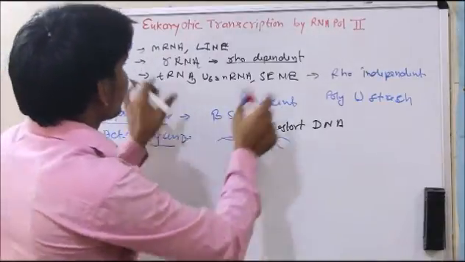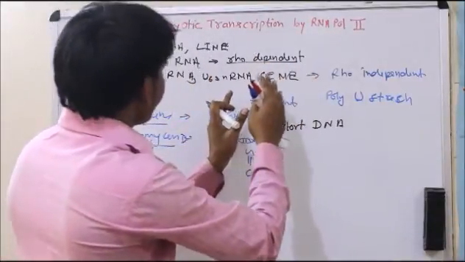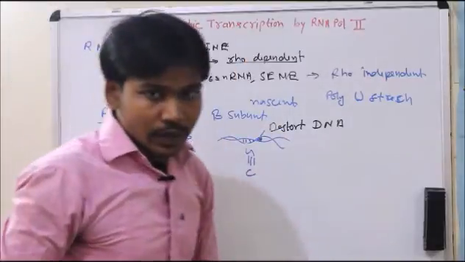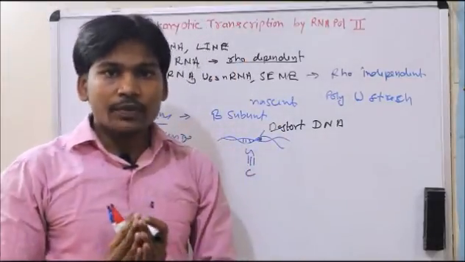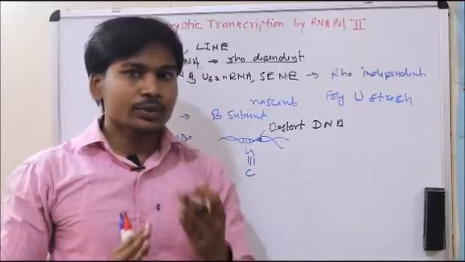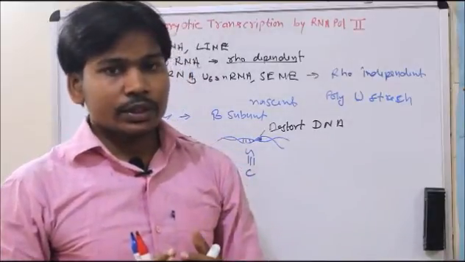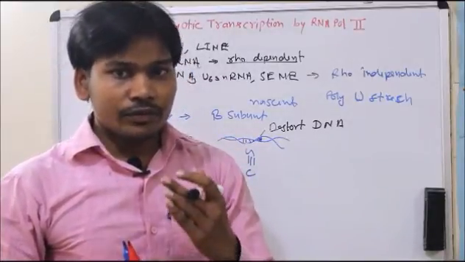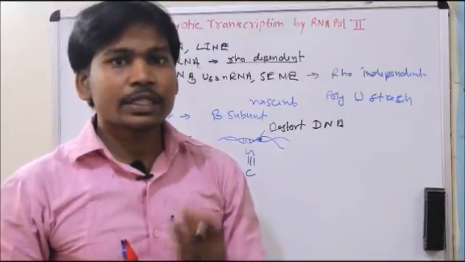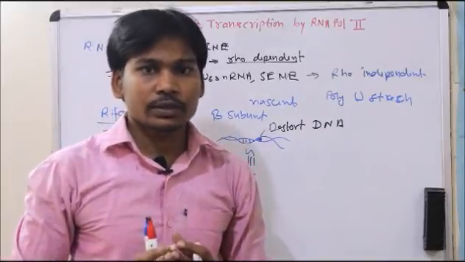Also this was the rho-dependent, rho-independent, and different pathways of termination of eukaryotes. And also the regulatory sequences of eukaryotes, like enhancers, but enhancers are not found in the prokaryotes.